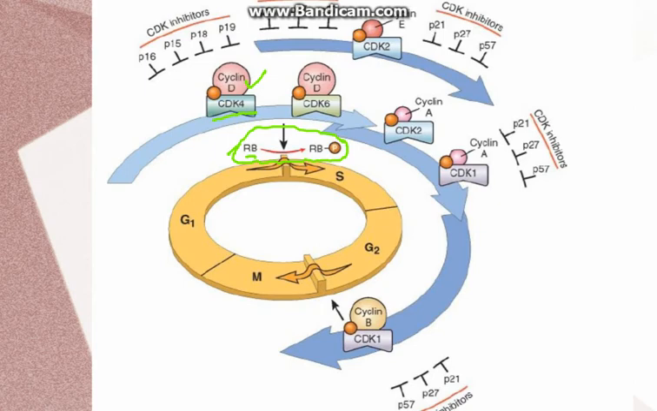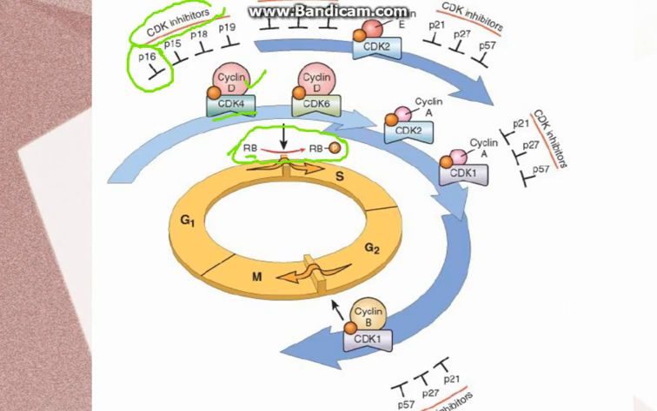Cyclin D is also mutated in various carcinomas. It is also checked by CDK inhibitors, mostly of the INK4 family: P16, P15, P18, P19 in the INK4 family. P16 is also mutated in various carcinomas. Okay, now this was this checkpoint.